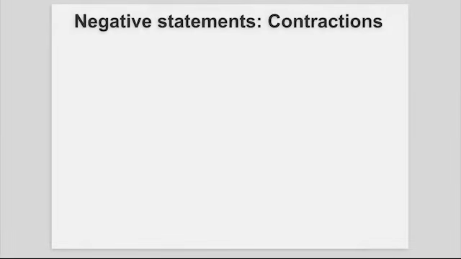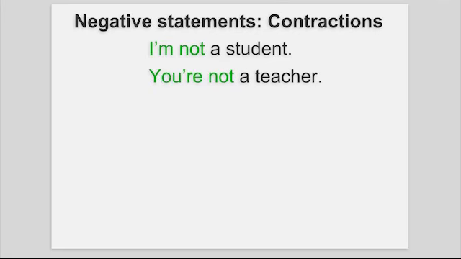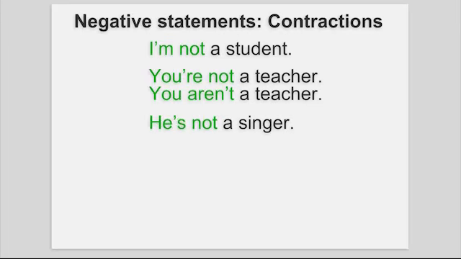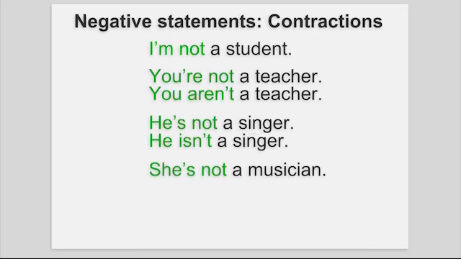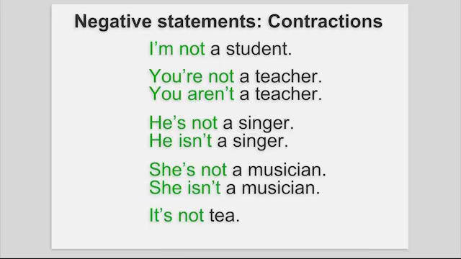There is only one way to make a contraction with I am not. For example, I'm not a student. There are two ways to make negative contractions with you, he, she, and it. For example, you're not a teacher. You aren't a teacher. He's not a singer. He isn't a singer. She's not a musician. She isn't a musician. It's not tea. It isn't tea.